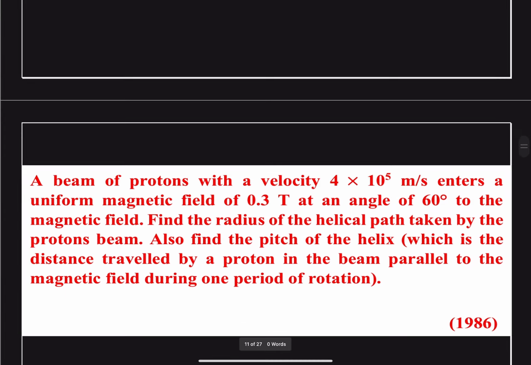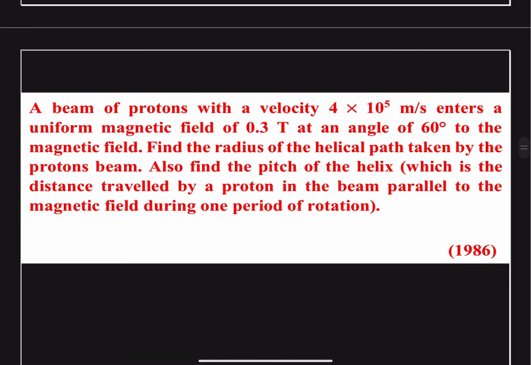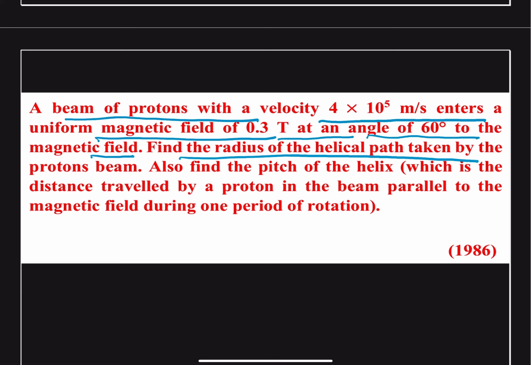And the next one, we have that a beam of protons with the velocity 4 into 10 to the power 5 meter per second enters a uniform magnetic field of 0.3 Tesla at an angle of 60 degree to the magnetic field. Find the radius of helical path taken by the proton beams. Also find the pitch of the helix, which is the distance traveled by a proton in the beam parallel to the magnetic field during one period of rotation.